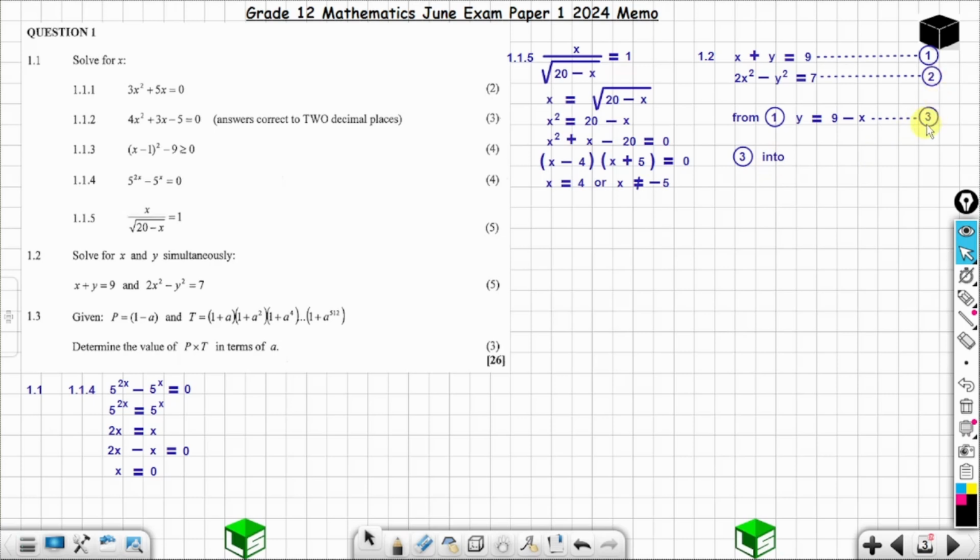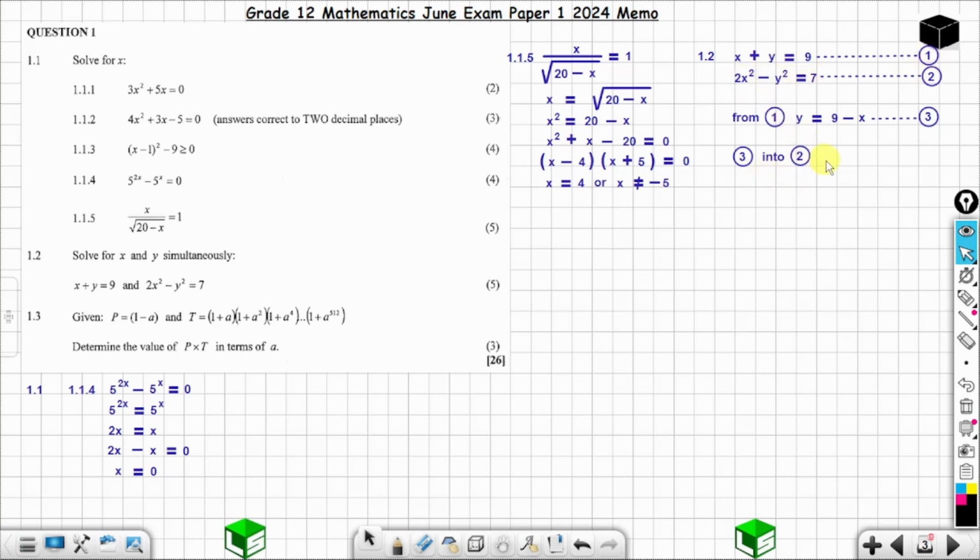Do not plug into 1, because equation number 3 is obtained from equation number 1. You cannot take 3 and plug it into 1. This is not going to work. You have to plug into another equation. So 3 into 2.